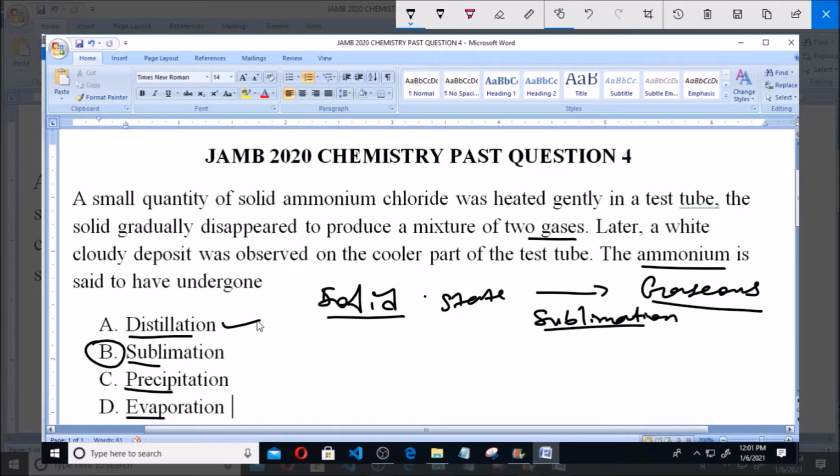Distillation here is used to recover solvents from solution. When you have a mixture of solvent and solid and you want to recover back the solvent, you use distillation. Then precipitation here is used to separate two solutes.